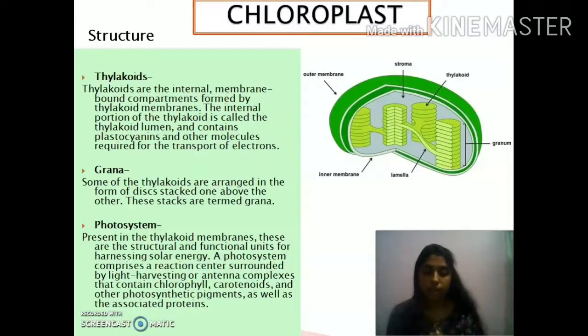The first one is light dependent reactions, and then the light independent reactions, or the dark reactions. So the light reactions of photosynthesis actually occur within the thylakoids. Clear? Okay. Now the next term is grana. What is grana? You can see these stacks, all of these stacks are termed as grana. That is, several thylakoids are stacked one above the other to form a complete stack of different disc shaped structures. So each of these stacks is termed as the grana.